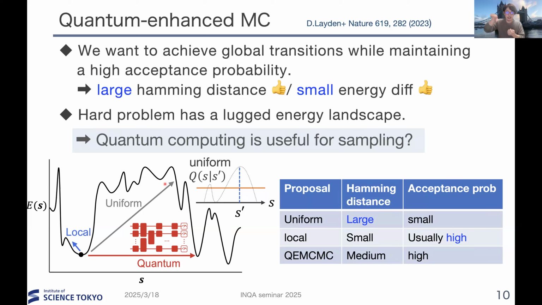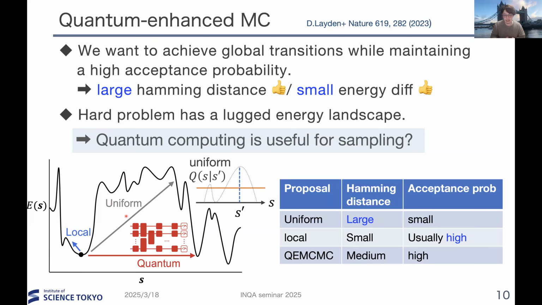So in this case, a rugged energy landscape deteriorates the performance of MCMC. So in the quantum enhanced Monte Carlo, the question is whether quantum computing is useful for this hard sampling problem. Next I will review the classical proposals using this energy landscape.